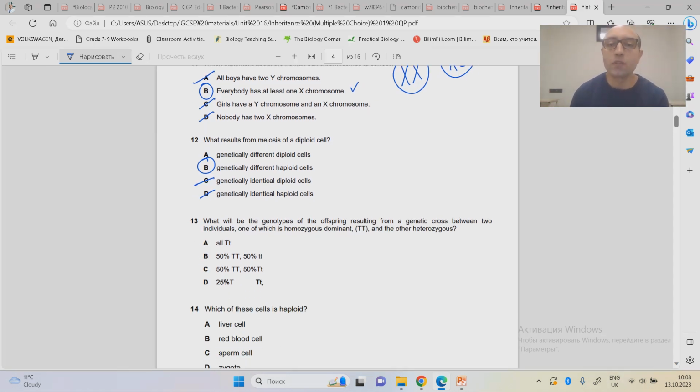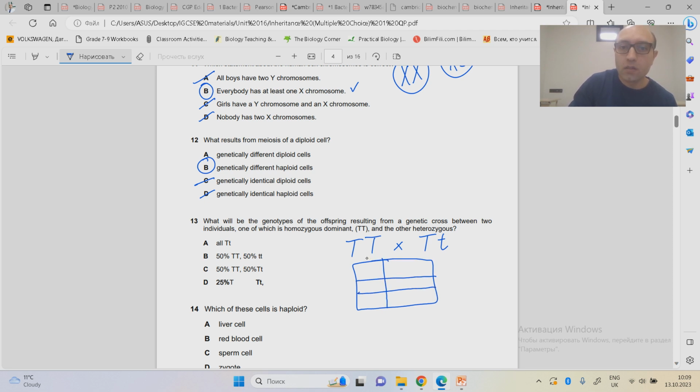What will be the genotypes of the offspring resulting from a genetic cross between two individuals, one homozygous dominant and the other heterozygous? So homozygous dominant is written capital T, capital T. You are crossing it with heterozygous, which is capital T, small t. In this case, if they are asking the genotype ratio, again, you are using a Punnett square, like this one. So the first one creates only capital T. I'm writing it in here. Second one, capital T, small t. So 50% of them will be capital T, capital T. Another 50% will be capital T, small t. So the answer in here is C.